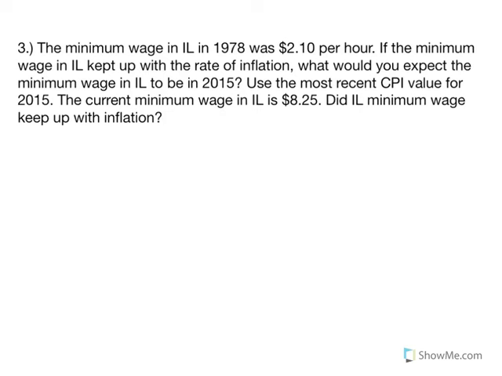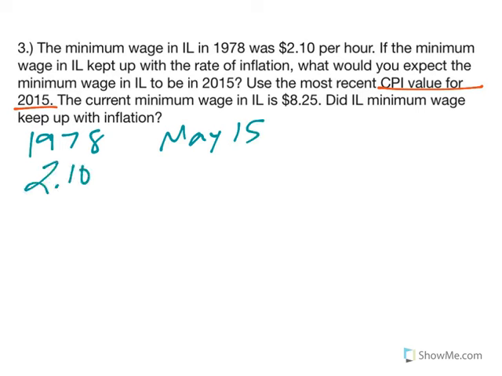Number 3, the minimum wage in Illinois in 78 was $2.10 an hour. If the minimum wage in Illinois kept up with inflation, what should it be in 2015? We want to use the most recent CPI value, which again would be May. So first, let's figure out what it should be. So we're talking about 1978 to May of 15. And we know it was 210 in 78.